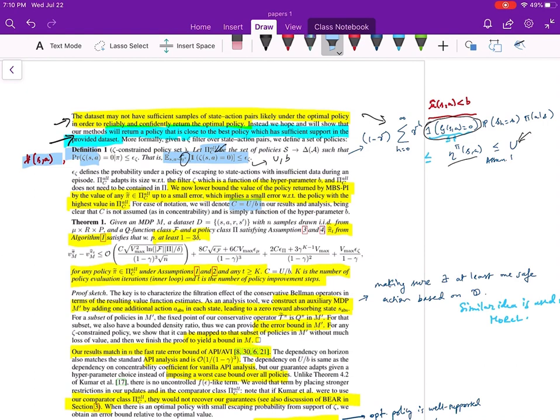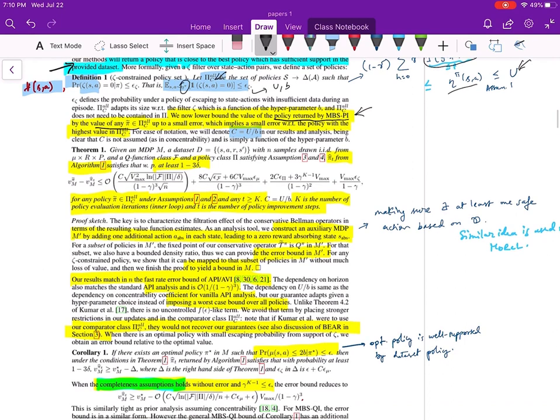Yeah, now they provide a result, a lower bound for the value of the policy returned by their algorithm, by any value pi tilde, up to a small error. So yeah, this is the important theorem.